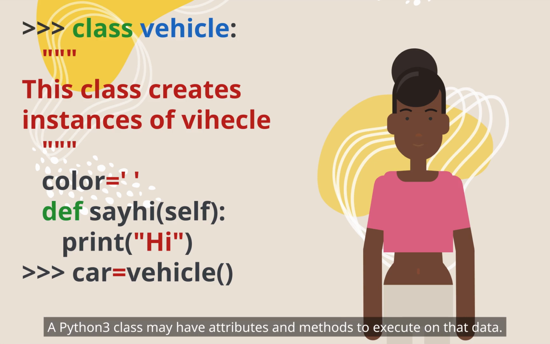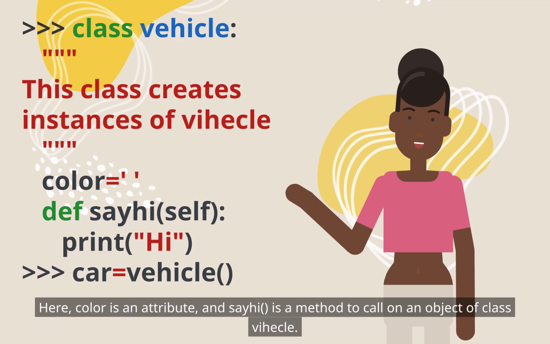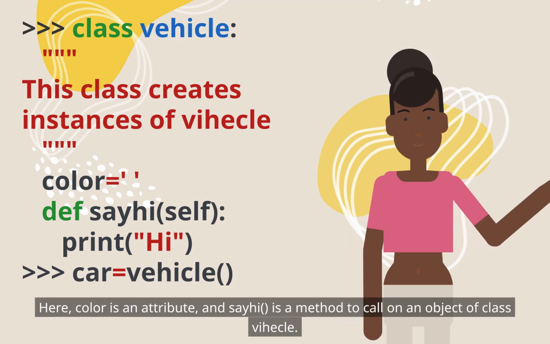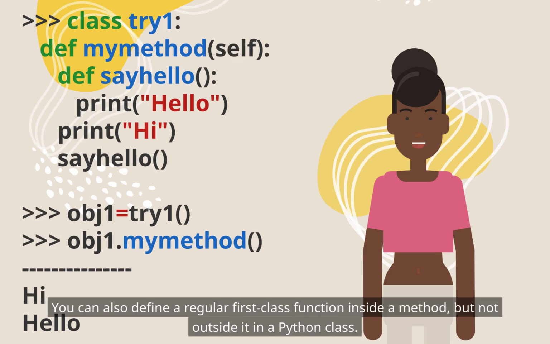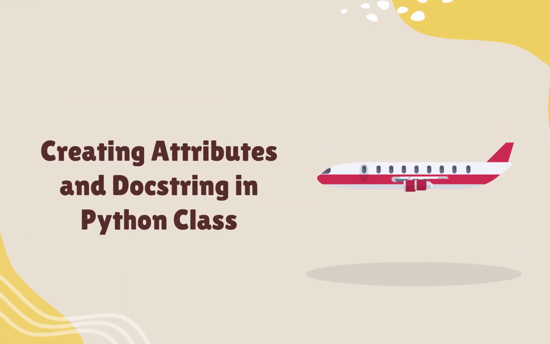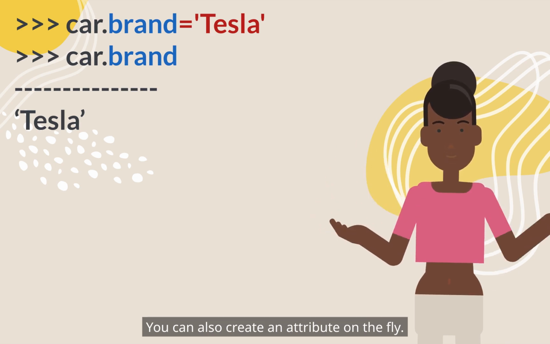A Python 3 class may have attributes and methods to execute on that data. Here, color is an attribute, and sayHe is a method to call on an object of class vehicle. You can also define a regular first-class function inside a method, but not outside it in a Python class. You can also create an attribute on the fly.